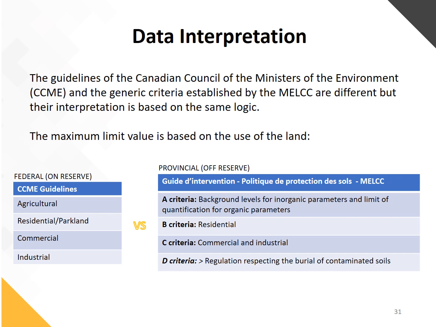So for the CCME guidelines, you have 4 different criteria or guidelines: agricultural, residential and parkland, commercial, and industrial. While on provincial land, you have criteria A, B, C, and D. The A criteria is the background levels for inorganic parameters and limit of quantification for organic parameters. The B criteria is for residential use. The C criteria is for commercial and industrial use, and the D criteria is actually based on another regulation, called the Regulation Respecting the Burial of Contaminated Soils.